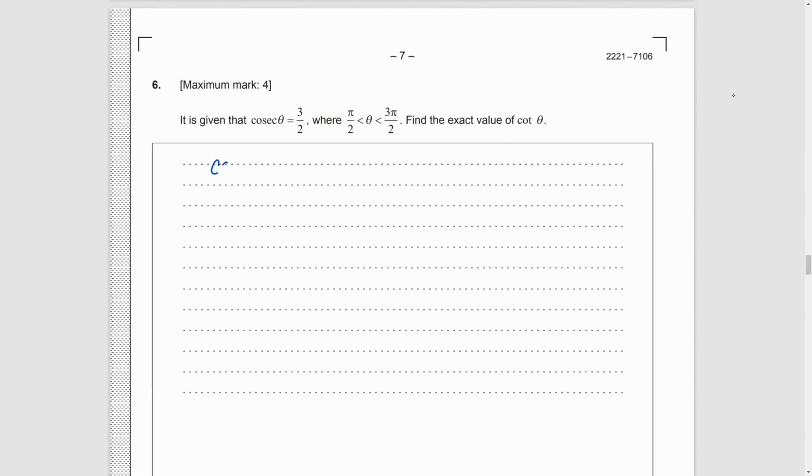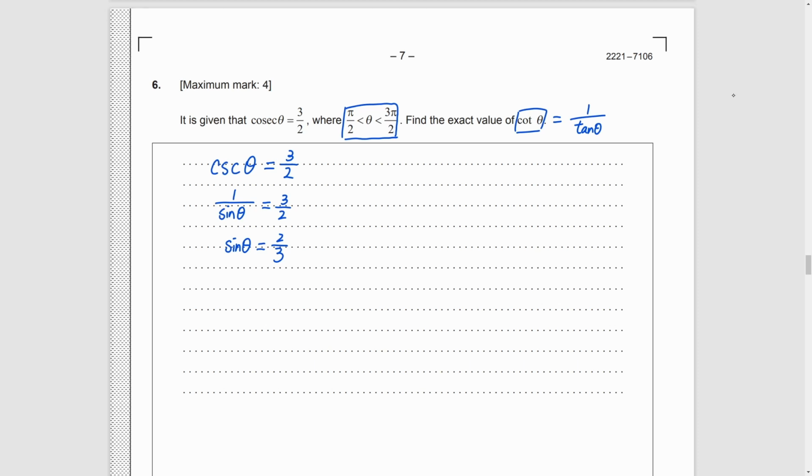Question 6. Solving trigonometric equation again. We have cosecant theta equals 3 over 2. Every time when I see cosecant, secant, and cotangent, I will change them to be 1 over sine, 1 over cosine, and 1 over tangent first, since it would be more convenient for our calculation. So, here, we can get sine theta equals 2 over 3. Theta is between pi over 2 and 3 pi over 2, and we need to find cotangent theta.